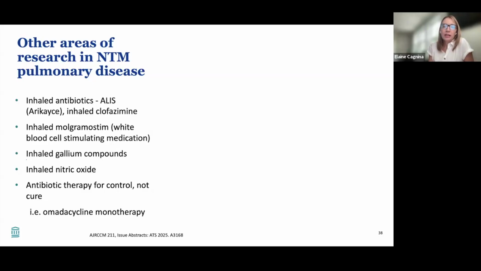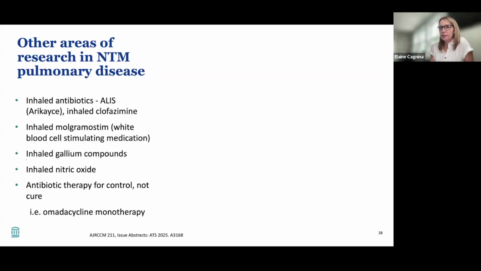They're looking at inhaled molgramostim, which is a white blood cell stimulating medication, which basically makes the immune cells in your lungs work better and help. Then you can sort of clear the infection better yourself. They're looking at inhaled gallium compounds. Gallium is a heavy metal that sort of mimics iron and disrupts bacterial metabolism because bacteria need iron, and so they die that way because it blocks the iron absorption. They're looking at inhaled nitric oxide. And then one interesting thing is up till now in the United States, when we treat NTM, we're really treating for cure.